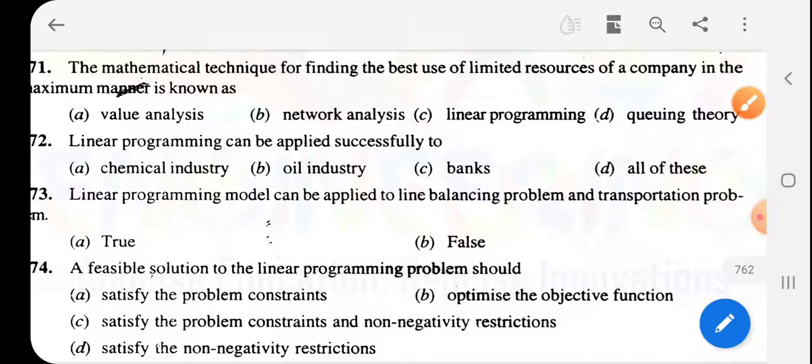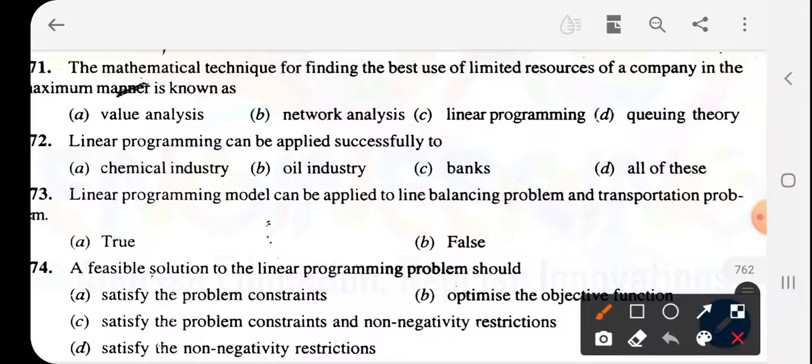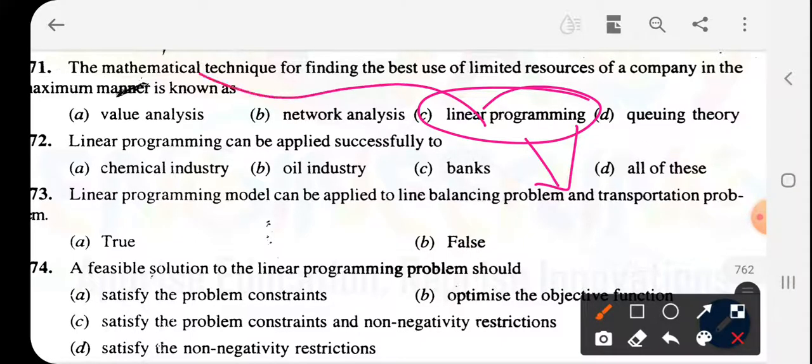A mathematical technique for finding out the best use of the limited resources of a company in the maximum manner is known as C, linear programming. Linear means mathematical programming, a linear equation actually. That's why you call it linear. Linear programming uses linear mathematical equations, so it is a mathematical technique. So this is all interrelated.